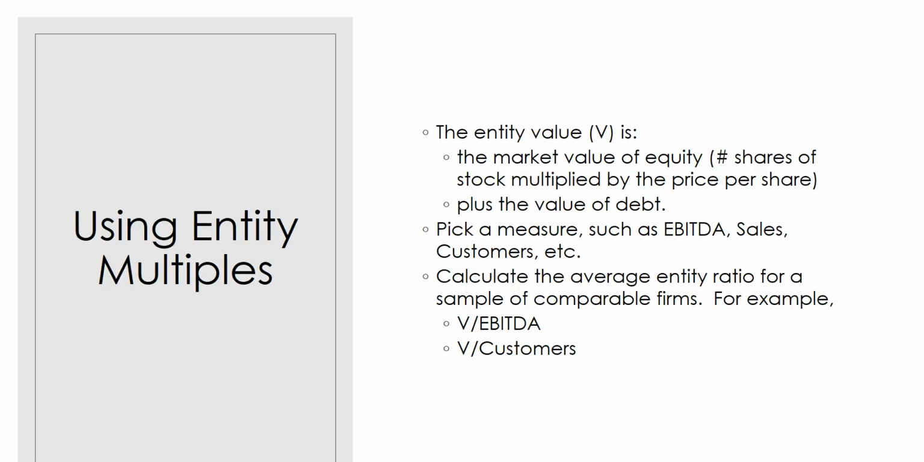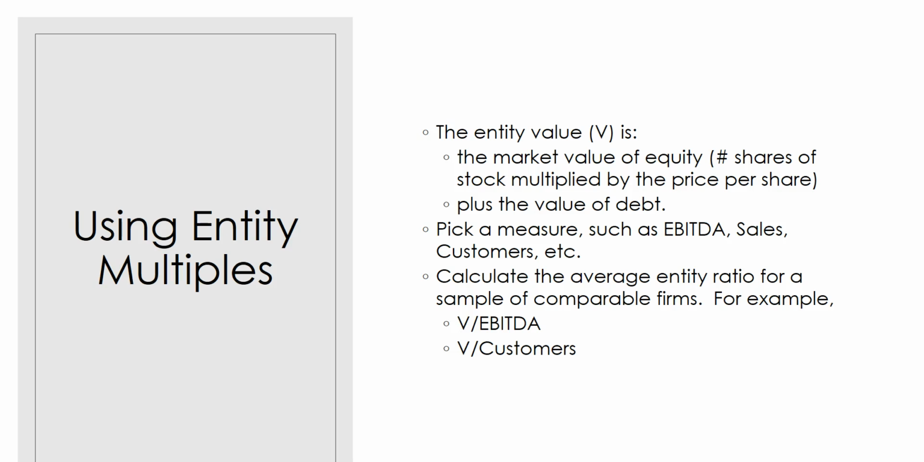You can do it with other multiples. It doesn't have to be the price earnings multiple. That's just the simplest approach. Another approach would be the entity value. So you could look at the market value of equity plus the value of debt. And then you would pick a measure like sales or the number of customers or the number of locations and calculate that average entity ratio for a sample of comparable firms.